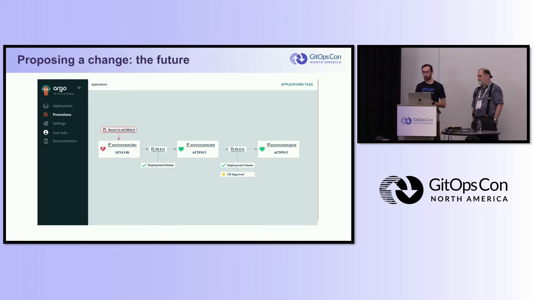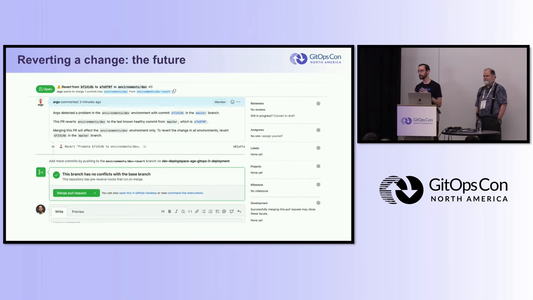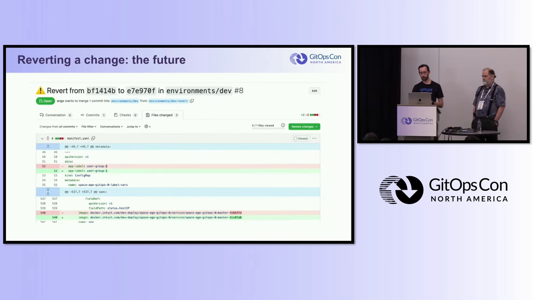When something goes wrong, the experience ends up looking something like this. Argo CD already knows how to monitor your app's health. That's where you get the little red broken heart. Once it recognizes that you have an application that is broken, it says, okay, there's a problem with BF1414B. We're going to open a pull request to automatically revert that change. So as a developer, this is what I get to see. I get a pull request that says there's a problem in the dev branch. We're reverting from this commit to the previous commit or the previously known healthy commit. I can click over and look at the full diff.